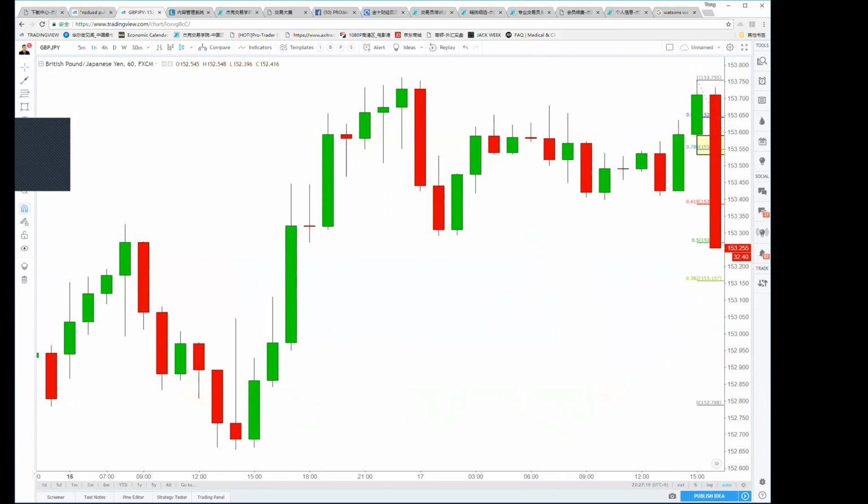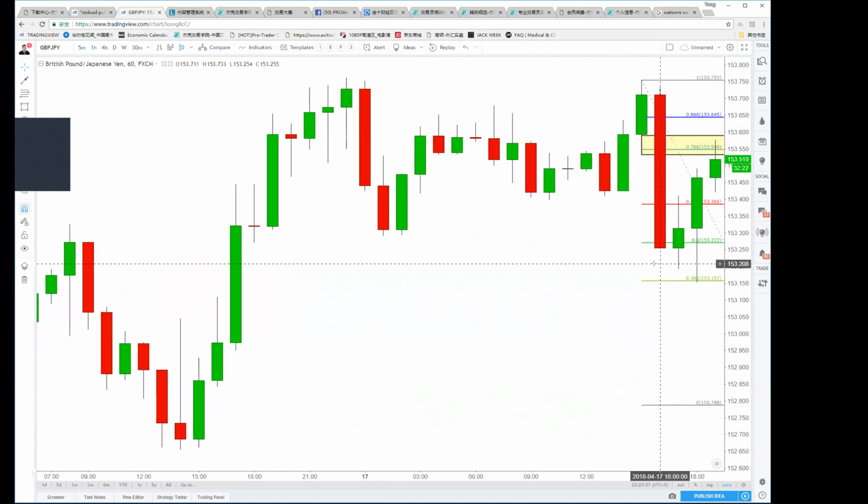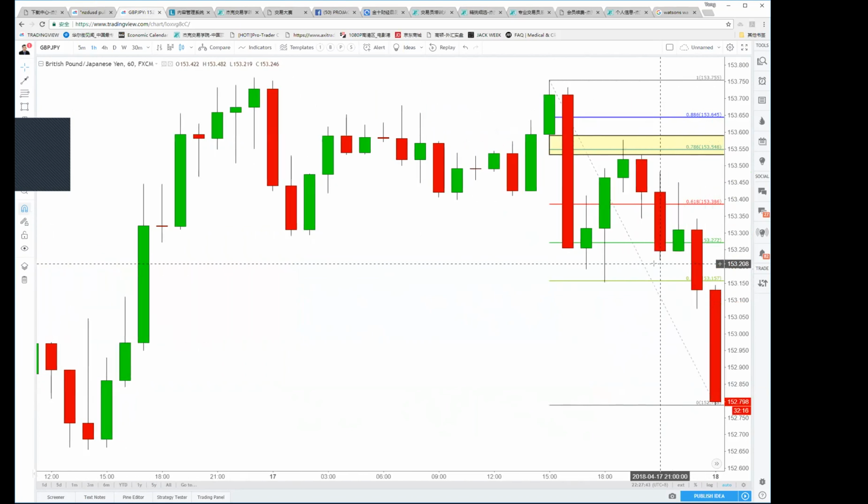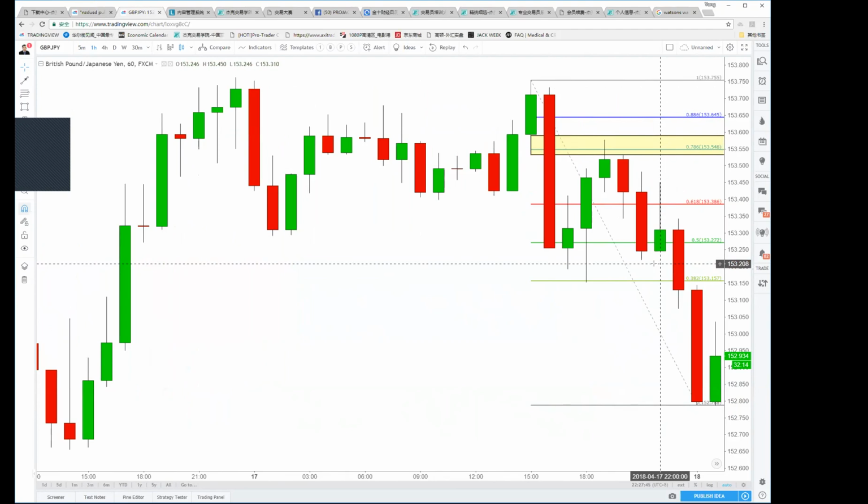Guys, reply me with one if you see this is an engulfing candle. Okay, engulfing candle, and then the previous candle. This is a breaking point, right? So I waited for the price to pull back here, and I took a short. That's it. Simple.